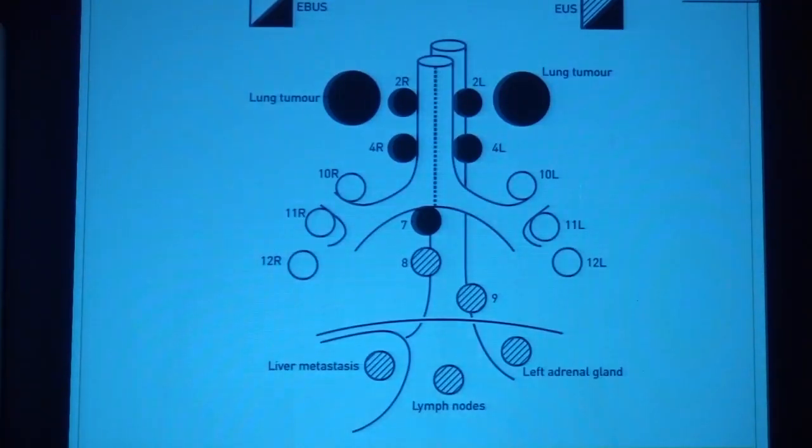What is accessible with the EBUS bronchoscope? Of course, all these lymph nodes, which are very important mediastinal lymph nodes.